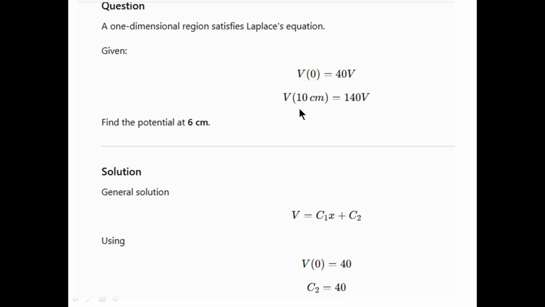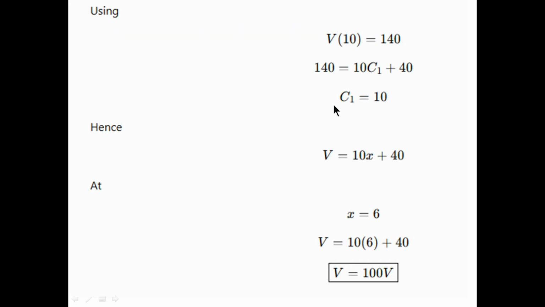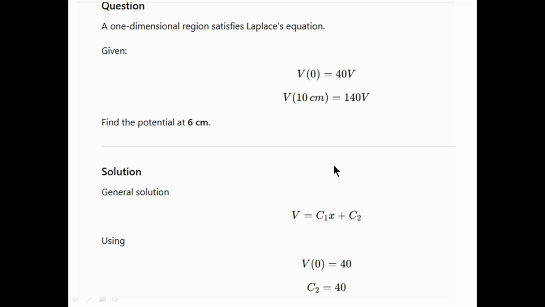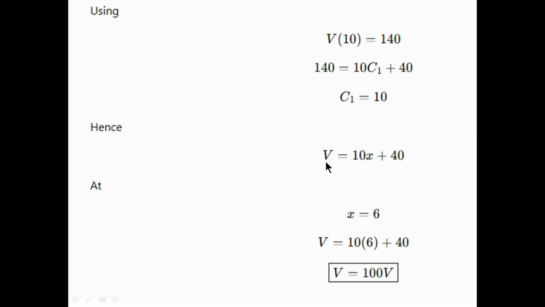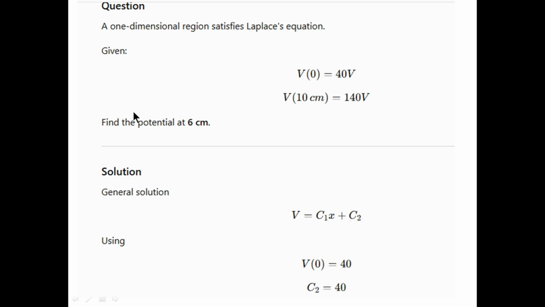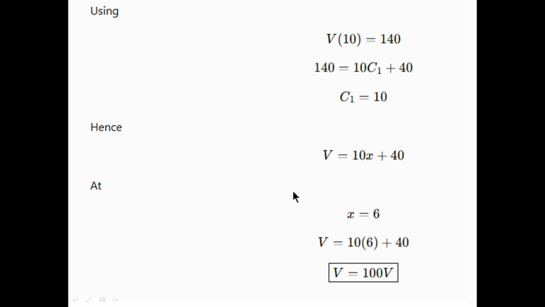And when we use the second boundary condition, at x is equal to 10 centimeter we have a potential 140 volt. Then we get the value of C1, which is equal to 10. When we use these two values C1 and C2 in the general solution, we get the potential V is equal to 10x plus 40. Now we have to calculate the value of potential at x is equal to 6 centimeter. Using x is equal to 6 centimeter, we get potential is equal to 100 volt.